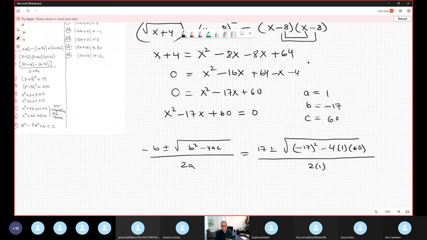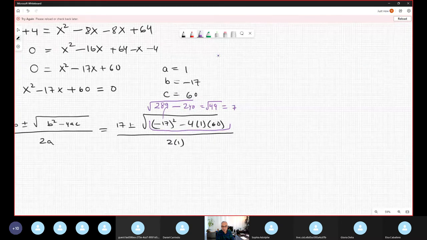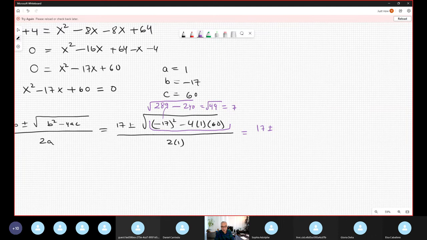Okay, I use my calculator, of course, focusing on the expression inside the radical. 17 squared, I put in my calculator. 17 squared is 289. Minus 240, this is easy, no calculator necessary. And this subtraction is 49, no? It's obvious, right? And the square root of 49 is 7. So the solution is 17 plus or minus 7, divided by 2.